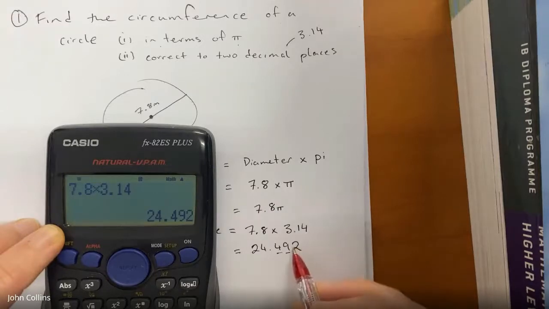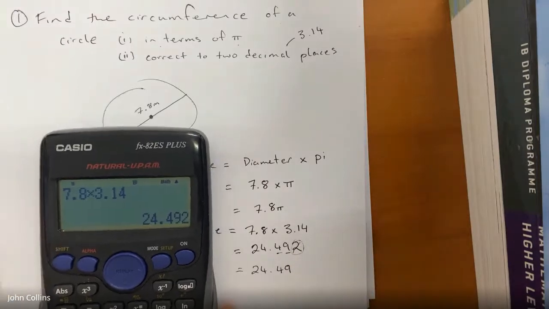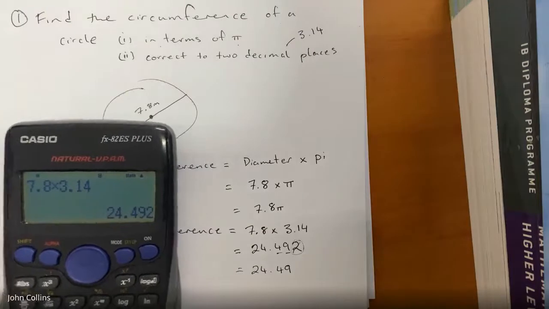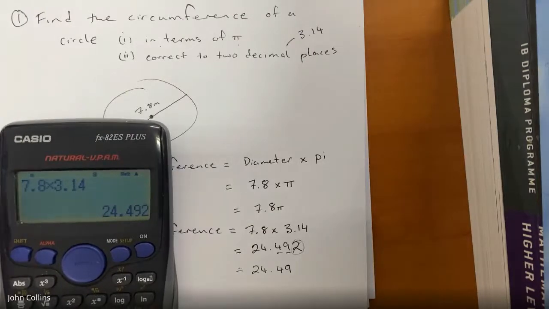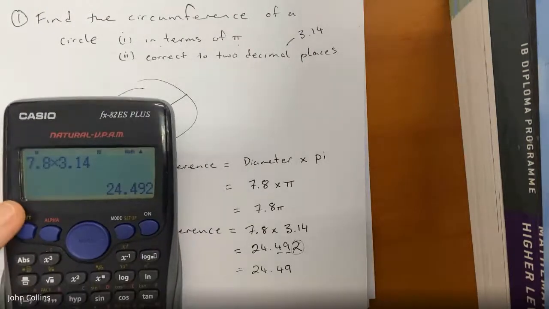Now my question asks for 2 decimal places, so I'm going to round it to 2 decimal places. So I need to include 2 numbers after the decimal. So that'll be 24.49. Now does that 9 round up? No, because 2 is less than 5, so it just disappears. Now you'll get a slightly different answer if you use all the decimal places of pi and the pi button on your calculator.